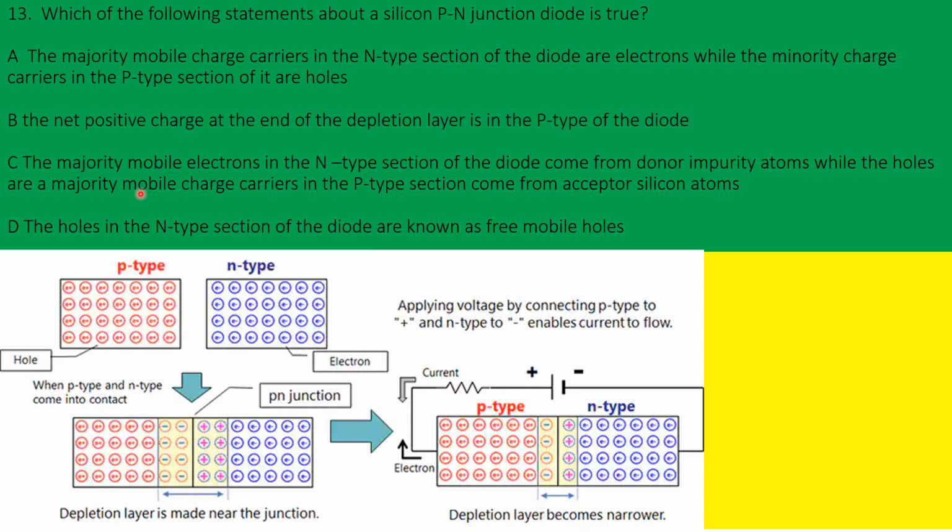All right, so we have the holes in the n-type section of the diode, known as free mobile holes. There are very few holes there, so the majority carriers are just electrons, right? And these holes are very few. They're basically just thermally generated charges, really. All right, so our answer is C.